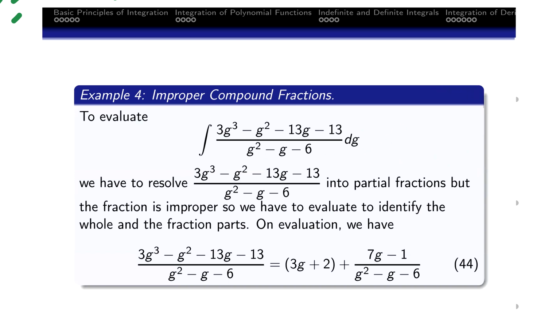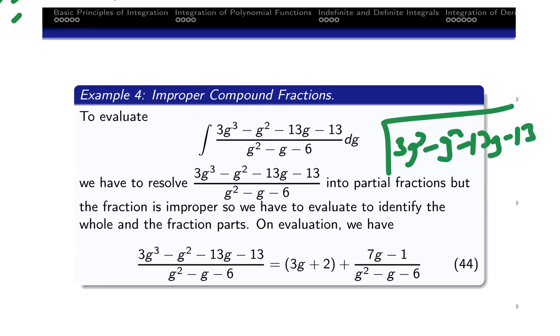The way to deal with that is what we are going to see now. Here we have to resolve this into partial fractions. But first, the fraction is improper, so we have to identify the whole and the fraction parts. How do you do that? You have to do long division. So this is the idea of long division. You have the expression 3g cubed minus g squared minus 13g minus 13, and you're dividing by g squared minus g minus 6.